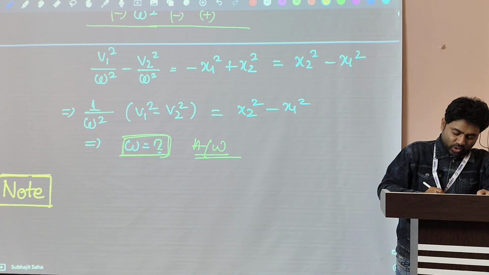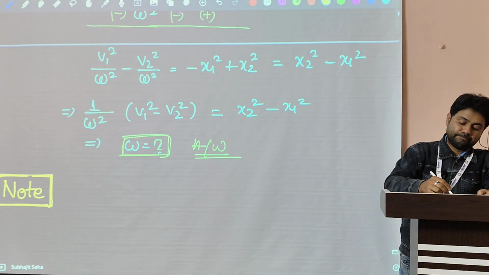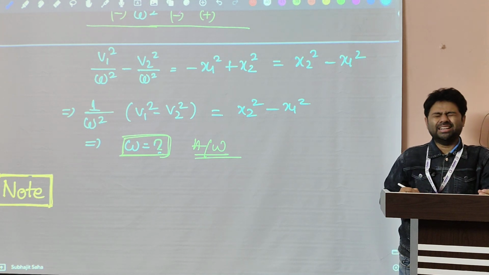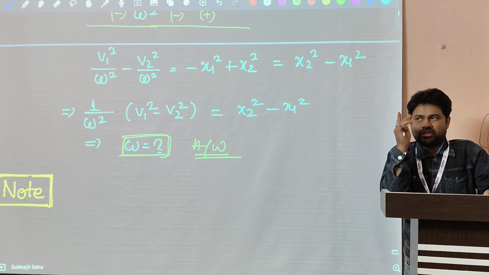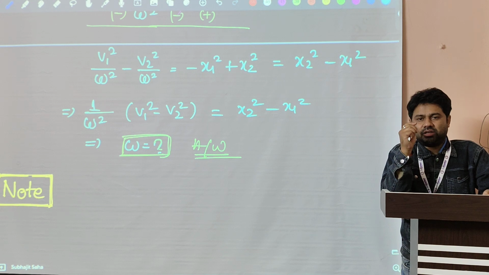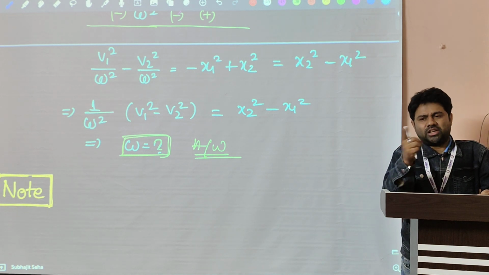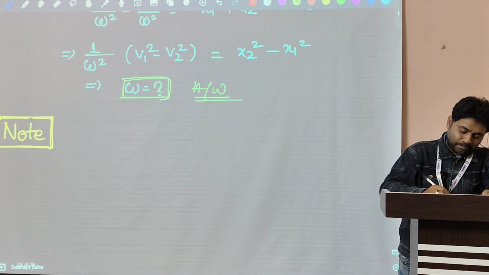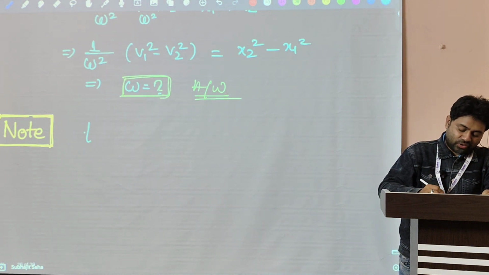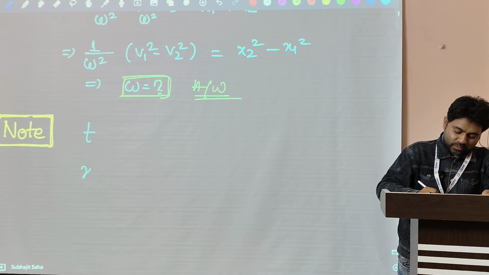We are taking a very important note here. We will make a list of three quantities: the time, the displacement and velocity. At what time, what is the displacement and what is the velocity? So T stands for time, X stands for displacement, V stands for velocity.